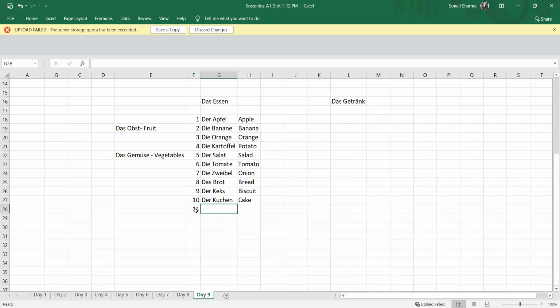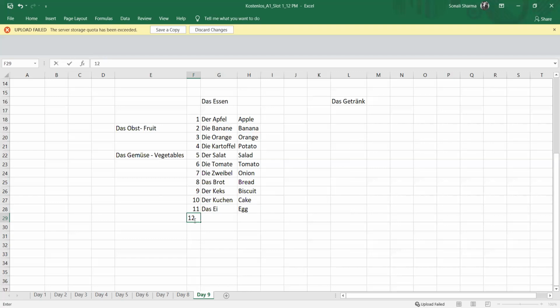Next, 11th we have is das Ei. So we call it Ei. That means egg, a single egg. So we simply call it Ei.